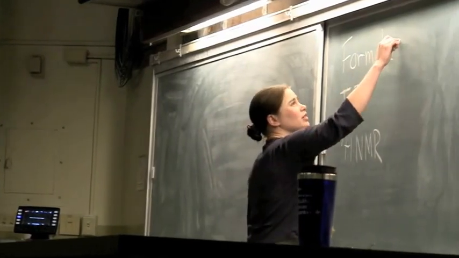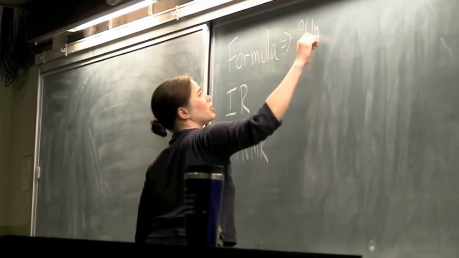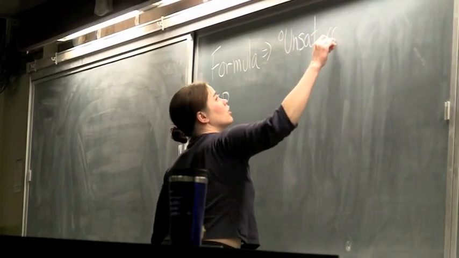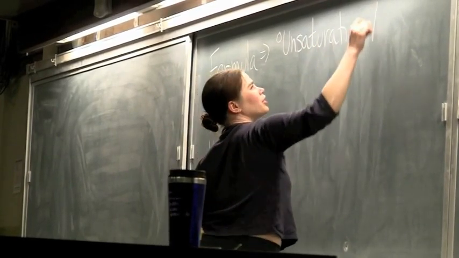What does the formula give us? This gives us our degrees of unsaturation. Also, some people call it double bond equivalence.